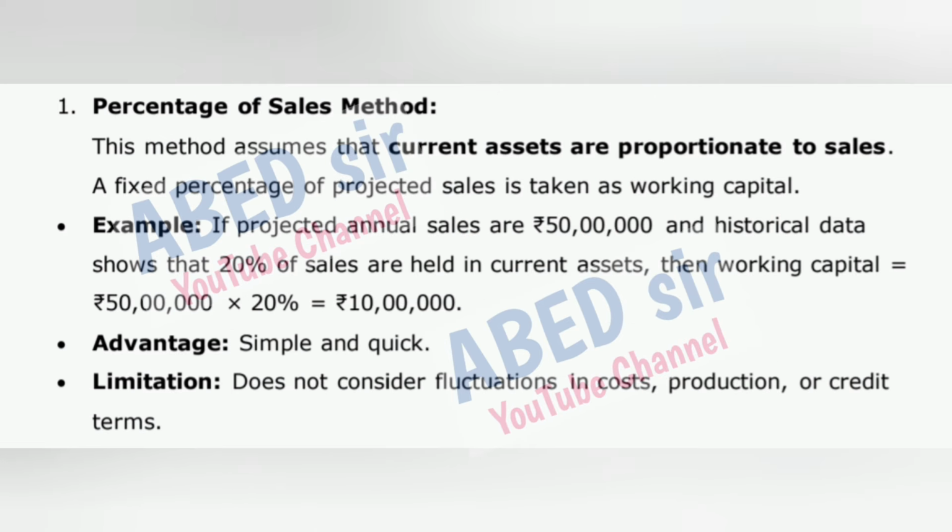1. Percentage of sales method. This method assumes that current assets are proportionate to sales. A fixed percentage of projected sales is taken as working capital. Example: if projected annual sales are 50 lakh rupees and historical data shows that 20% of sales are held in current assets, then working capital is 50 lakh rupees times 20%, which is 10 lakh rupees. Advantage: simple and quick. Limitation: does not consider fluctuations in costs, production, or credit terms.